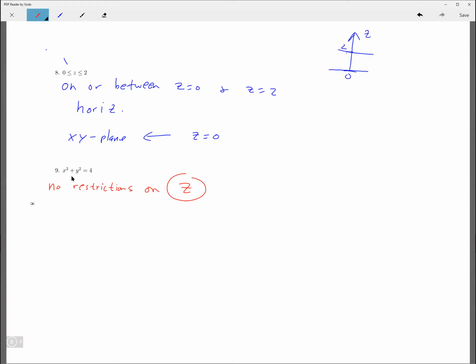Okay, so this is a circle. If this were just in the XY plane, then this would be a circle with what radius? Two. Yes, that would be radius two. So the square root of four is two. And it's centered on the z-axis.